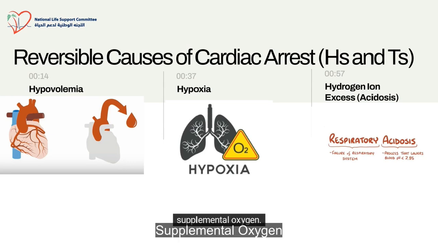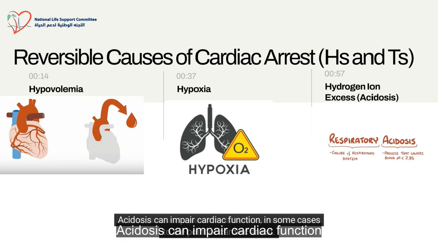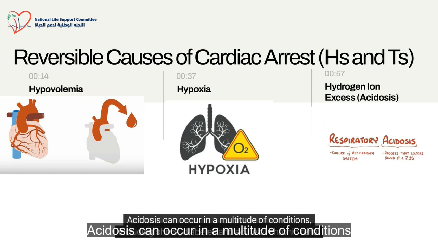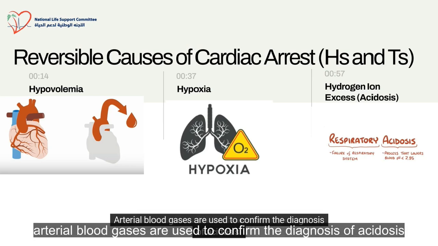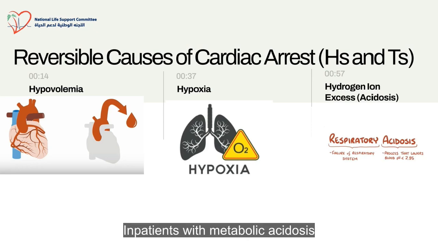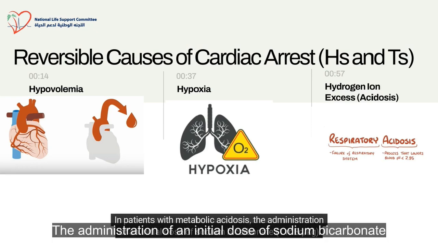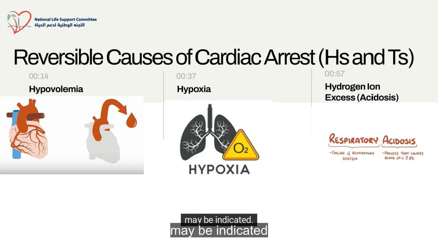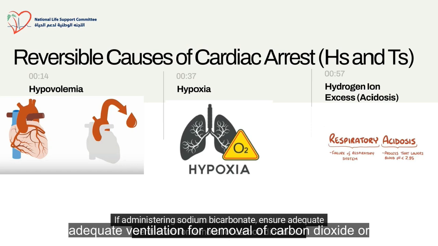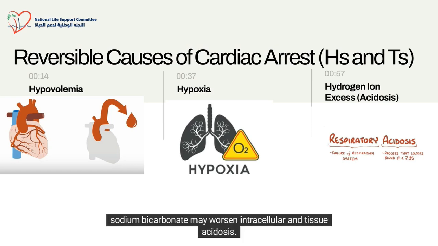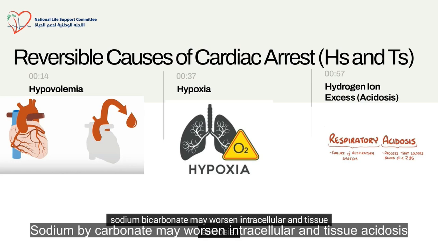and supplemental oxygen. Acidosis can impair cardiac function, in some cases to the point of cardiac arrest. Acidosis can occur in a multitude of conditions, including shock, diabetes, and acute or chronic renal failure. Arterial blood gases are used to confirm the diagnosis of acidosis. In patients with metabolic acidosis, the administration of an initial dose of sodium bicarbonate, 1 mg/kg, may be indicated. If administering sodium bicarbonate, ensure adequate ventilation for removal of carbon dioxide, or sodium bicarbonate may worsen intracellular and tissue acidosis.